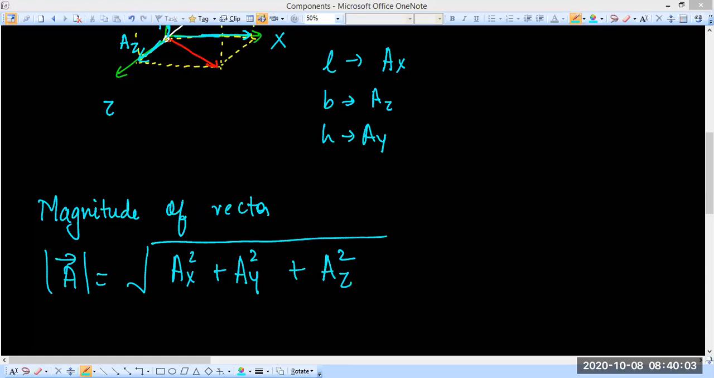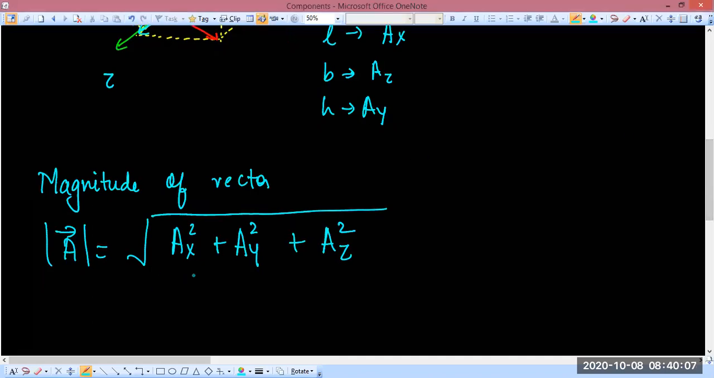All right. So this is the magnitude of vector. Until now we were only writing this because we are talking about 2D. Now we are talking about 3D, right?